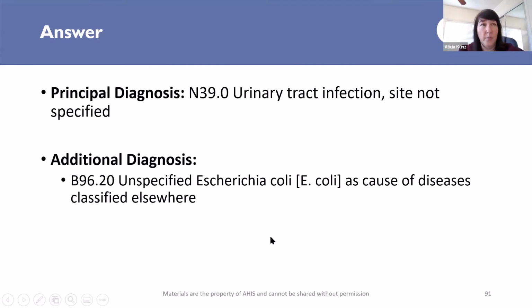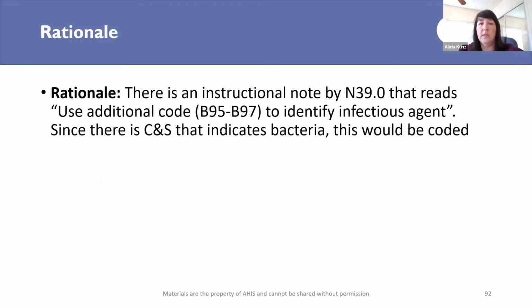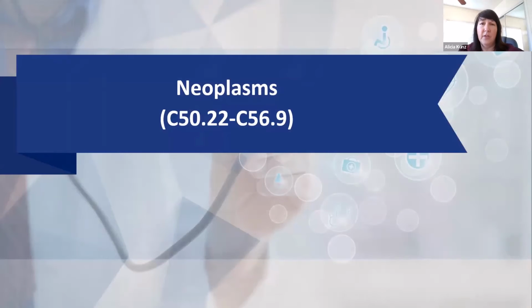These B95 through B97 codes can never be used as a principal diagnosis. And if you had tried that, most likely your biller would have come to you and said, this code can't be used as a principal. So just remember to check those culture and sensitivities. That's really important. That's it for the infections. Just important for you to have the knowledge that if we know what the organism is, to use the appropriate code to indicate that. We're going to move on to neoplasms.